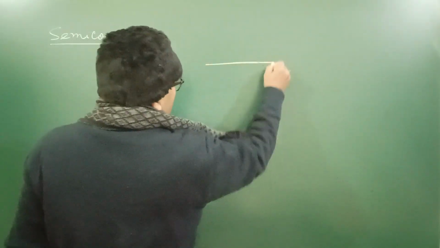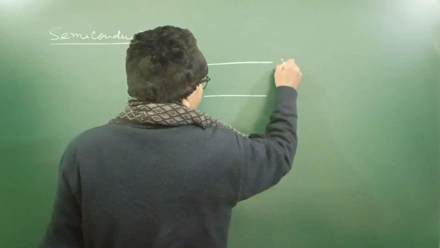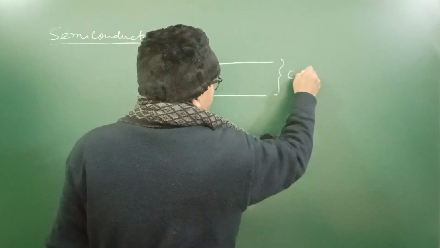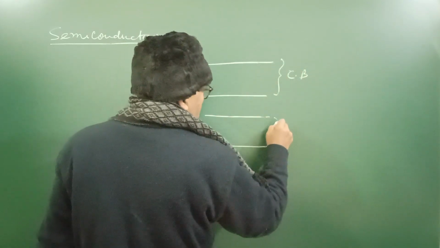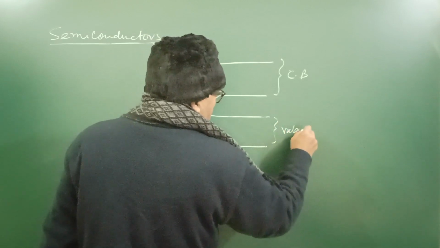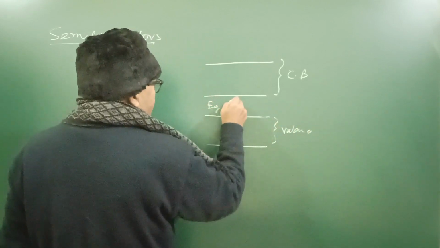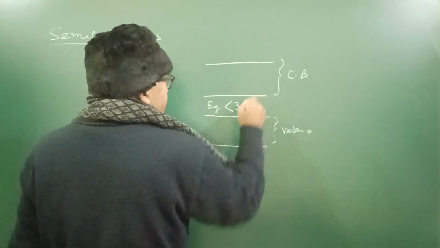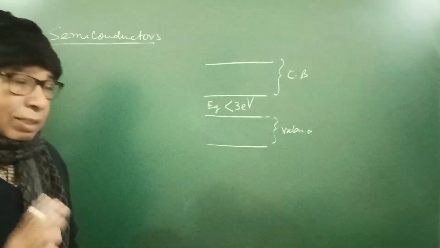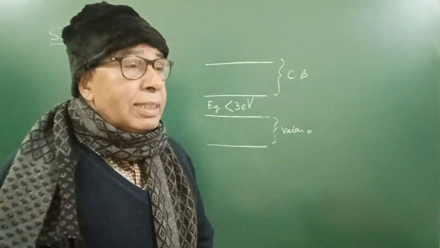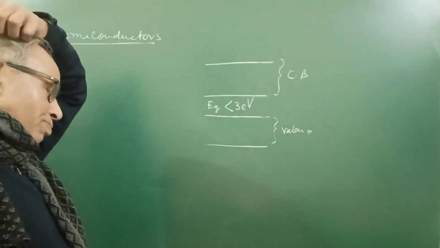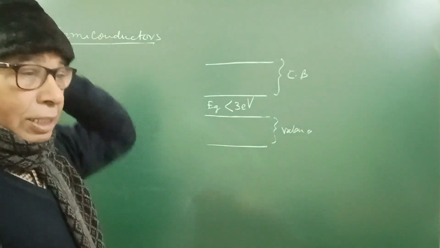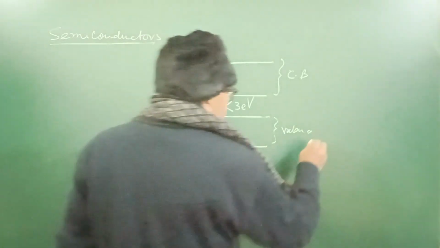Then how to explain? So here is the conduction band, I may write CB only. It is the valence band. Energy gap less than 3 electron volt. Remember it. Once there was a 3 mark question in board exam: draw the energy band diagram for metals, insulator and semiconductor, and mark the energy gap between the two bands.